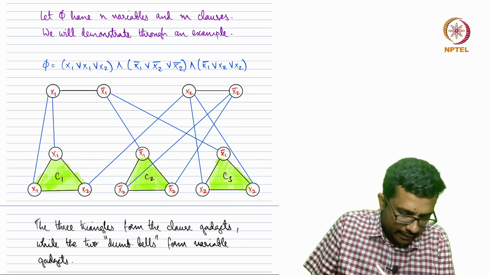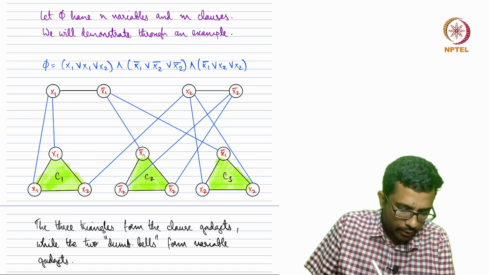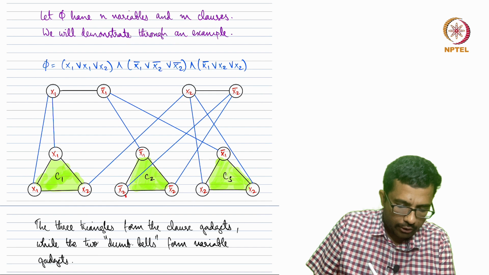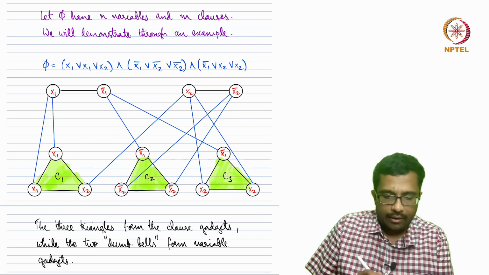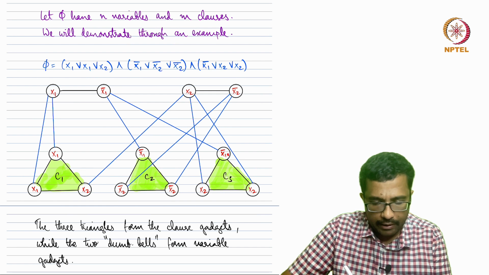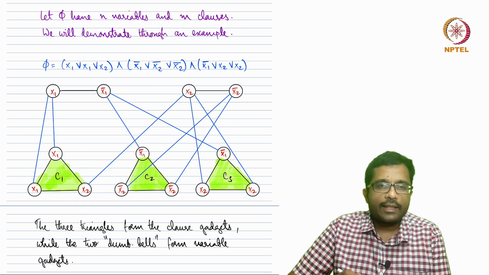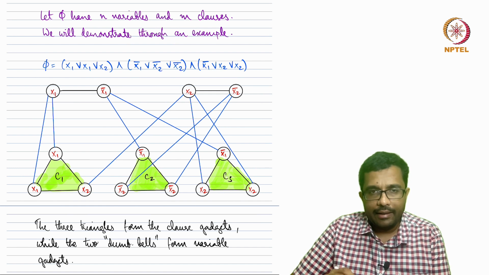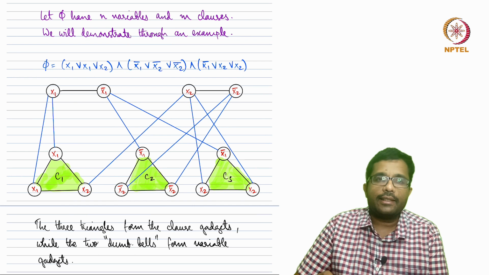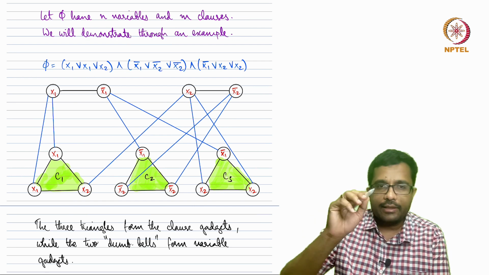Each clause gadget is 3 vertices. So C1 contains x1, x1, x2. C2 contains x1 complement, x1 complement, x2 complement, and C3 contains x1 complement, x2 and x2. Okay. So each clause gadget contains 3 vertices labeled with the variables or literals in the clause, and these 3 vertices form a triangle.